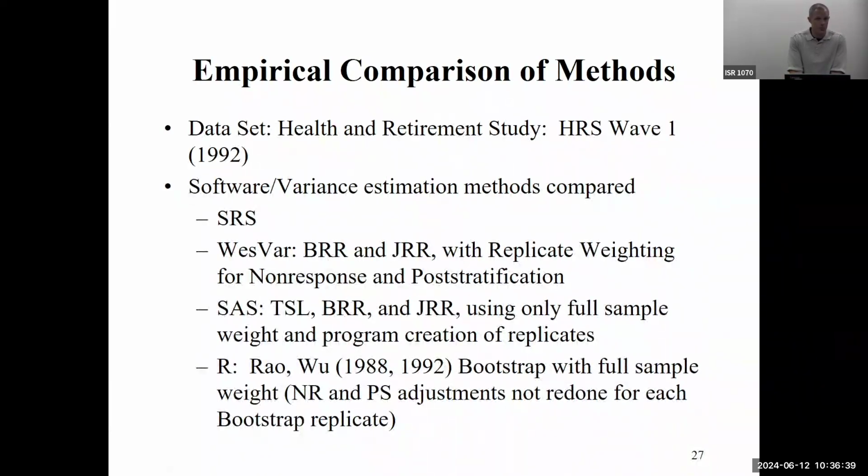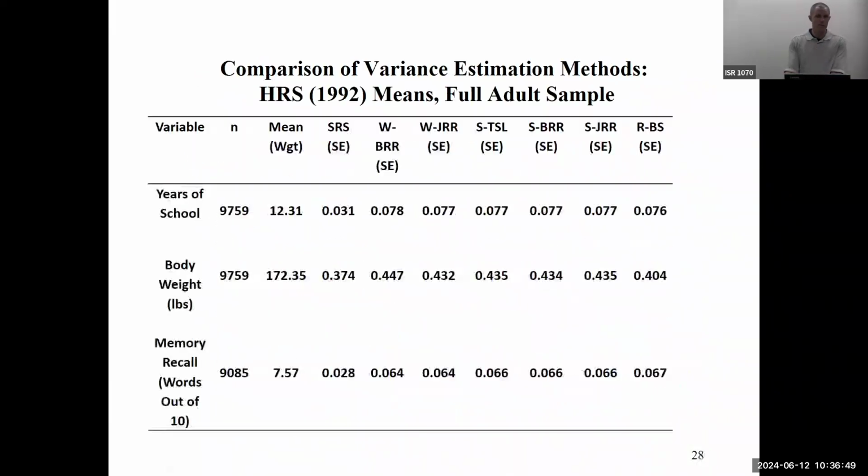We just took the Rao-Wu rescaled weights as I described on the previous slide and used the standard bootstrap variance estimation formula. Okay. So we're going to look at means, a descriptive quantity. We're also going to look at regression coefficients. So using these different approaches, we looked at descriptive estimates, and we also fit a regression model. We're going to compare what we see across these different sets of results.